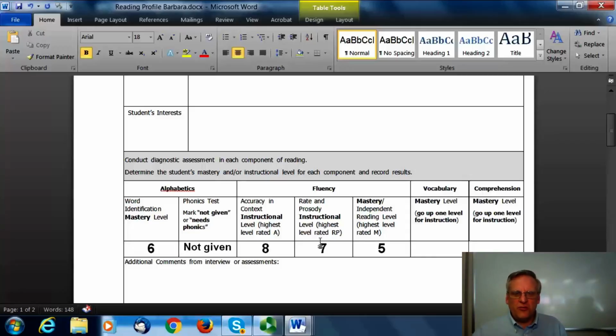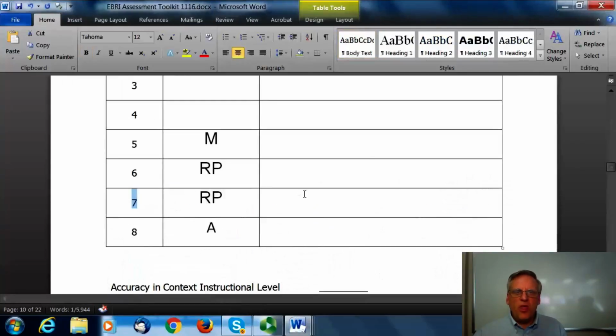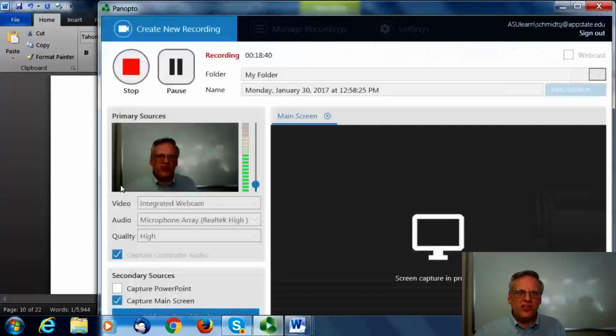So we know that as we instruct her, we're going to use level 7 materials to help with rate and prosody issues, and we'll probably use level 8 materials to help her with her word accuracy. So Barbara, thank you for your help, and we've now gone through and shown you how to do the fluency assessment that you can now try with your students.